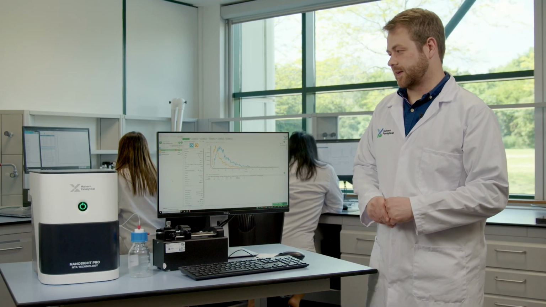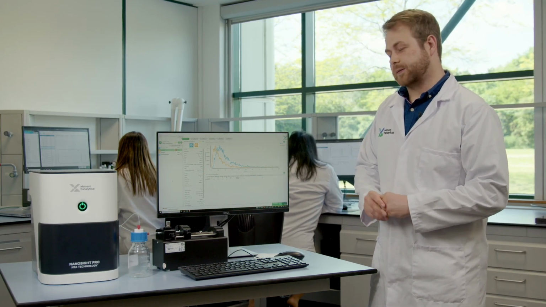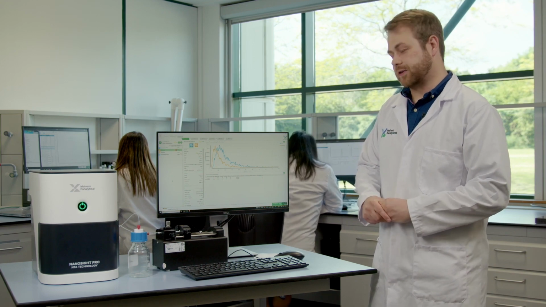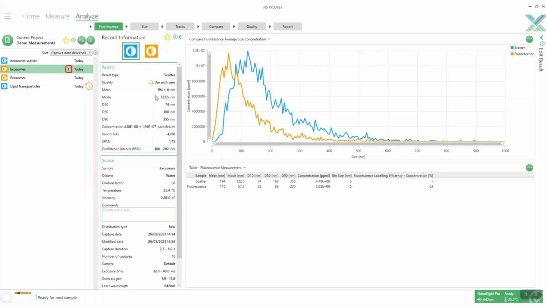Once our measurement is finished processing, on the Analyze page we can quickly see what our results are. Here we've got our exosome measurement we did earlier, and we've got an overlay of the 2 results. We've got the scatter part and the fluorescence part, and you can compare those 2 distributions straight away. We've also got a fluorescence efficiency value, which gives you a good idea of the ratio between those 2 measurements. We can also look at other things separately, such as the size values, like the mode and mean for each one, and we can switch between them.